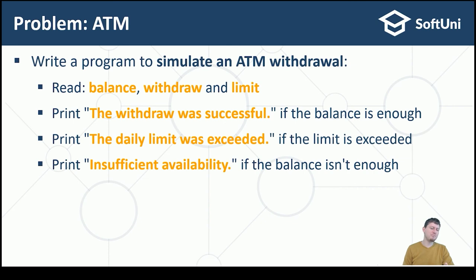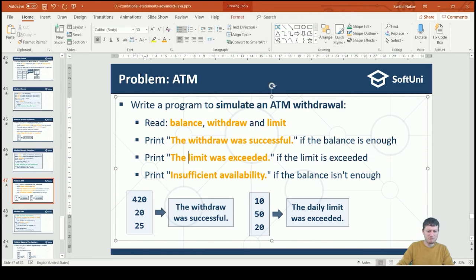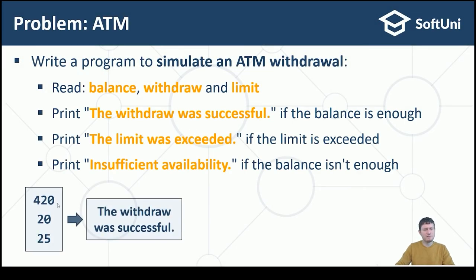But we should print one of these three messages. First we check this, if it is not, we check this, if it is not, we check this. This should not be daily limit, it should be just limit. But this is an example.